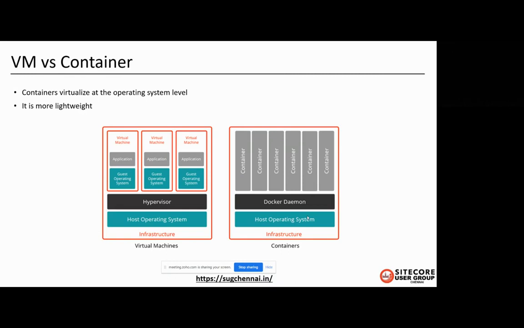So instead of virtualizing the hardware stack, containers virtualize at the operating system level. If you see the image, VM has its own OS. Okay, but container shares the host OS. See here, the container shares the host OS. So it is more lightweight since they share the OS kernel. So it starts faster and uses only a fraction of memory compared to booting an entire operating system. Okay, so that is the main difference between the VM and container.